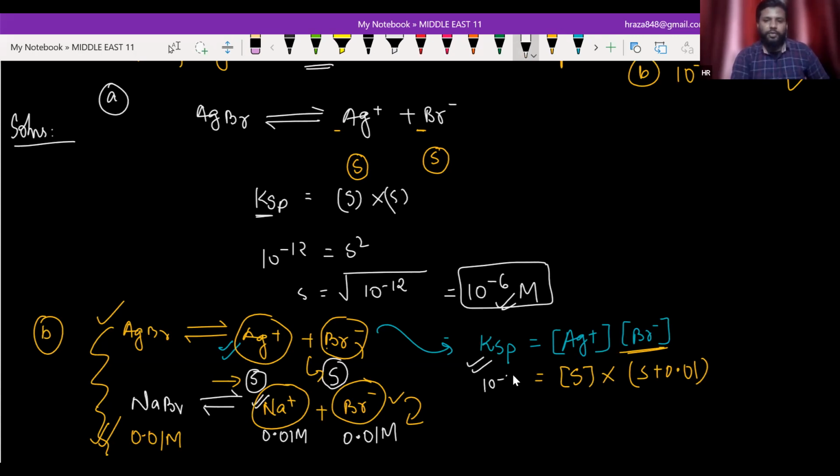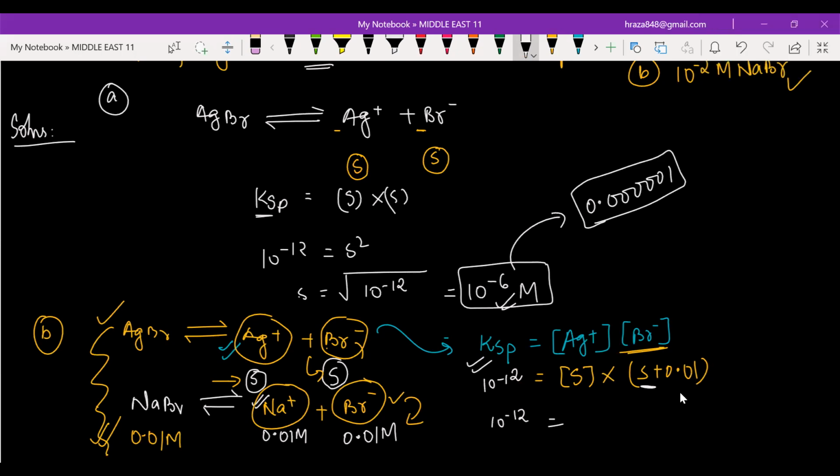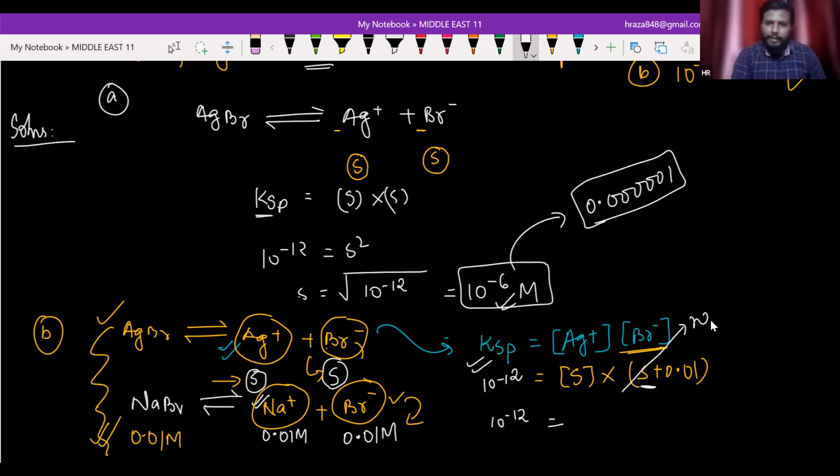Okay. So now you will go for KSP. KSP has a value 10 raised to the power minus 12, and here 10 raised to the power minus 12 will be equal to, now you can see the solubility, the value of S is very low, 0.0000001. This is very small. Yes or no? Yes, sir. So here I am going to neglect it, because if you add 0.00001 plus 0.01, it won't affect this value. So I just neglected it, and it has a value S into 0.01. Now you can calculate the value of S.